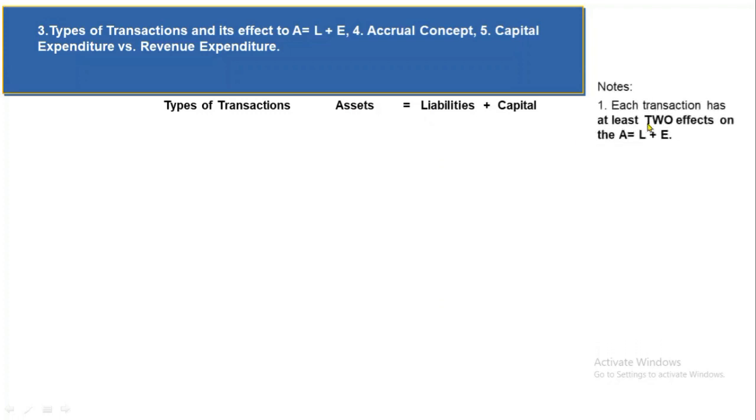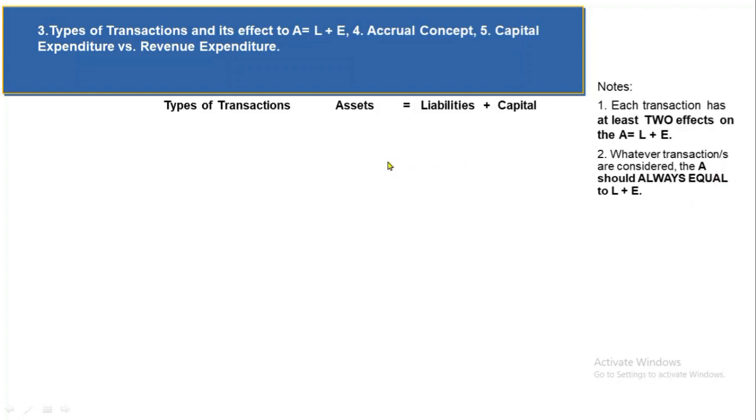The first one is, each transaction has at least 2 effects on the A is equal to L plus E. That means, if one asset increases or decreases, there should be at least another asset or liability or equity account that will also be affected. And number 2, whatever transactions are considered, the equation A is equals to L plus E will always be true.